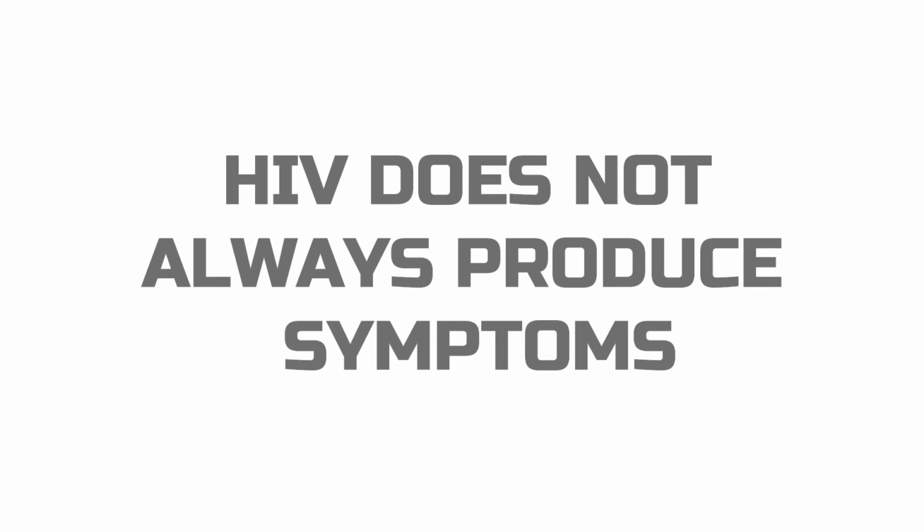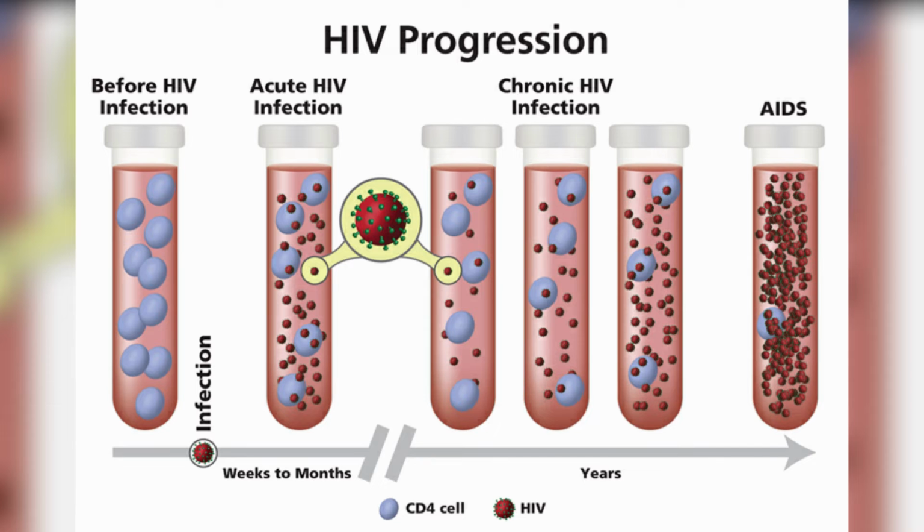HIV does not always produce symptoms. HIV usually causes flu-like symptoms 2 to 4 weeks after transmission. This short period of time is called acute infection. The immune system controls the infection, resulting in a latency period. The immune system cannot completely eliminate HIV, but it can control it for a long time.